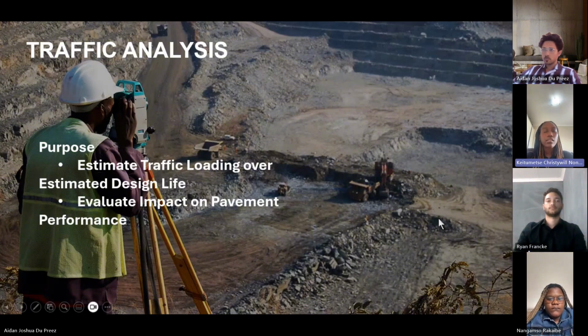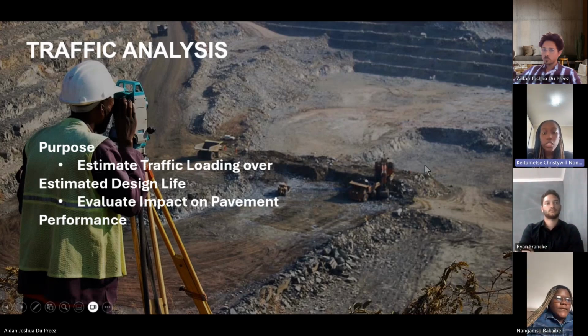So, traffic analysis. The main goal of traffic analysis in this project is to estimate the traffic loading over the road design's life of 25 years and its impact on pavement performance. So, this ensures that the road can accommodate the stresses posed upon it over the design life period.